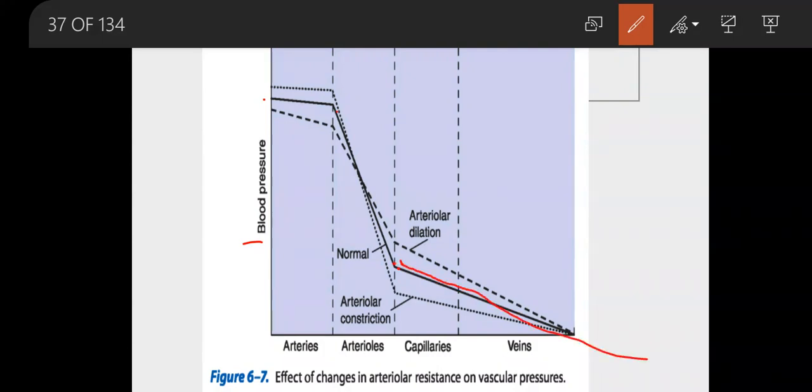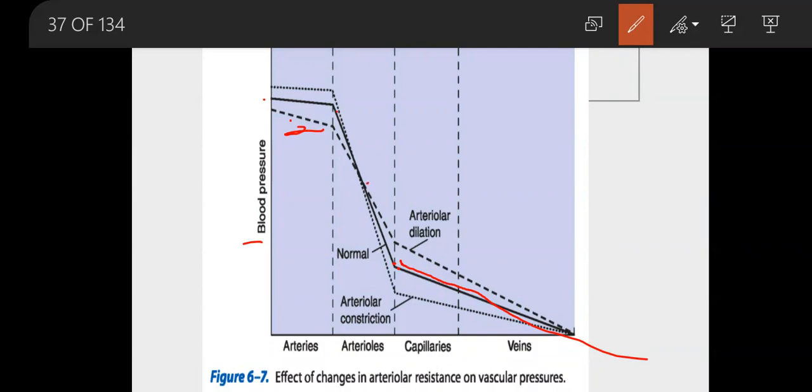Still, the capillaries have the smallest radius, but there is no massive drop like in the arterioles, and it can be considered equal to the veins and the venules because they have a very high cross-sectional area and are arranged in parallel.